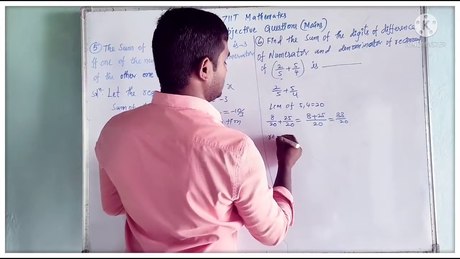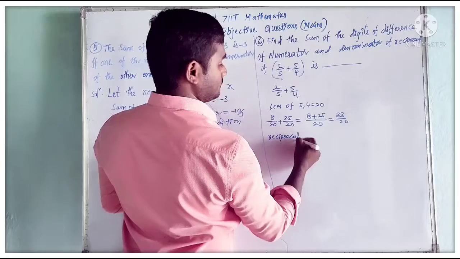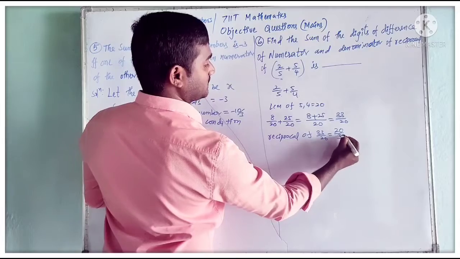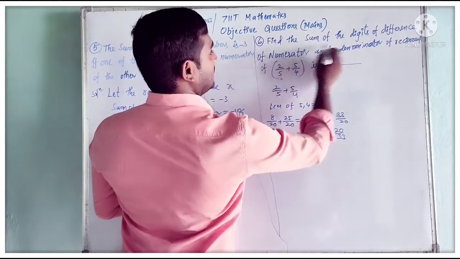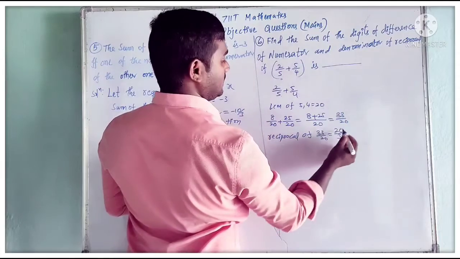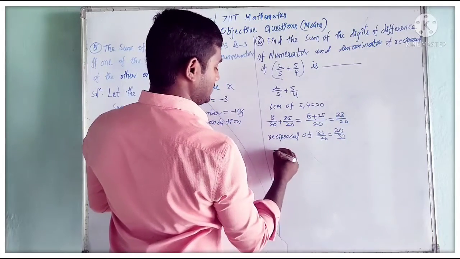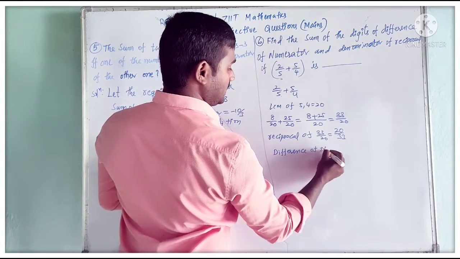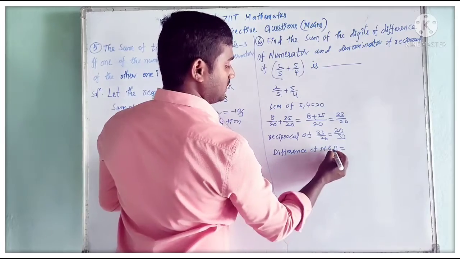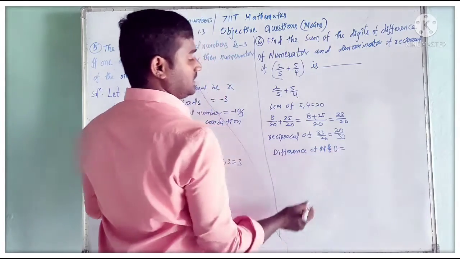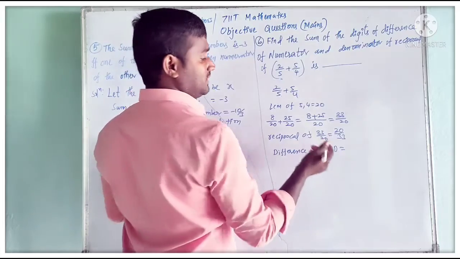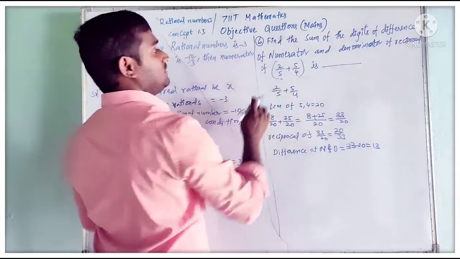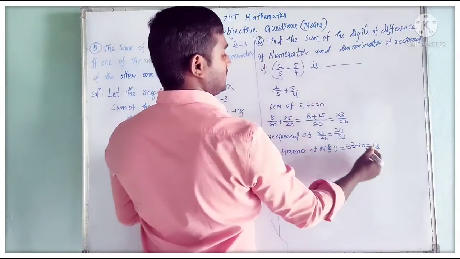Reciprocal of 33 by 20 equal to 20 by 33. So now up to here finished. And the difference of numerator and denominator. In this, difference of numerator and denominator, we are finding greatest number minus smallest number. So 33 minus 20, which is equal to 13. So the difference of the numerator and denominator is 13.